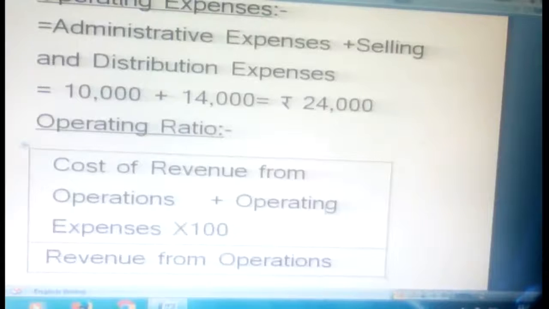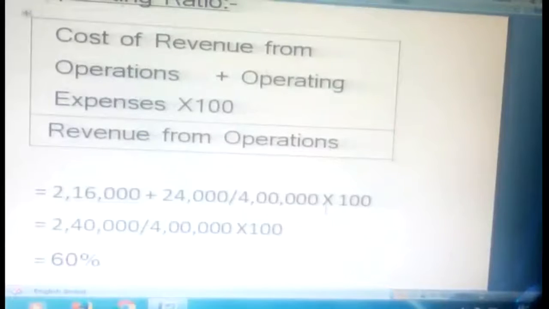Operating ratio, cost of revenue from operations plus operating expenses divided by revenue from operations into 100. Okay. So as you know, cost of revenue from operations 2,16,000 plus our operating expenses 24,000, divided by our revenue from operations 4 lakhs into 100. So 2,40,000 divided by 4 lakhs into 100. We got 60%. That's our operating ratio.